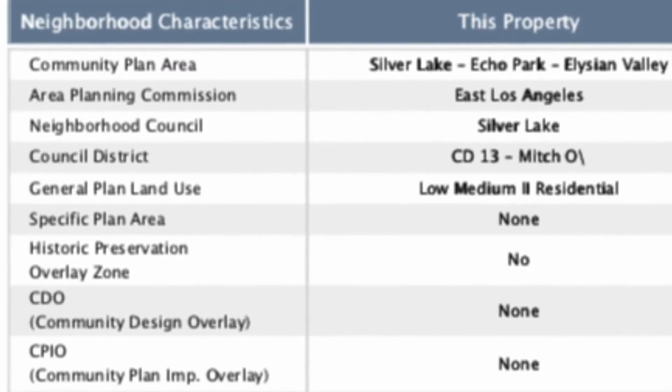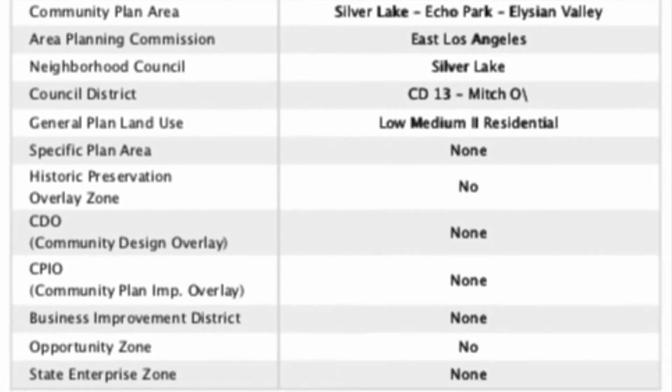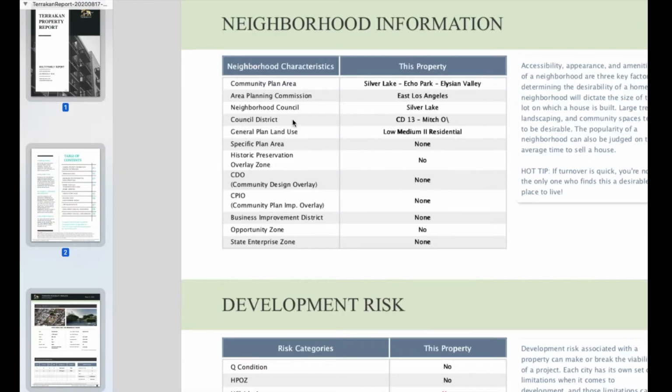Next up is the neighborhood information. In Los Angeles, as with many major cities, the area you decide to develop can have a make or break impact on your outcome. You will want to know who your city council member is and whether they are development friendly or not. For line items from specific plan down to CPIO, these are city planning zones that could actually limit the scope of your project. You will want to see as many no or none responses as possible here. These will be touched on again in the next page when we review the risk factors. The following 3 lines here are actually beneficial and could provide you with some incentives if your project qualifies. Seeing a business improvement district, opportunity zone, and state enterprise zones here is a positive for your project.